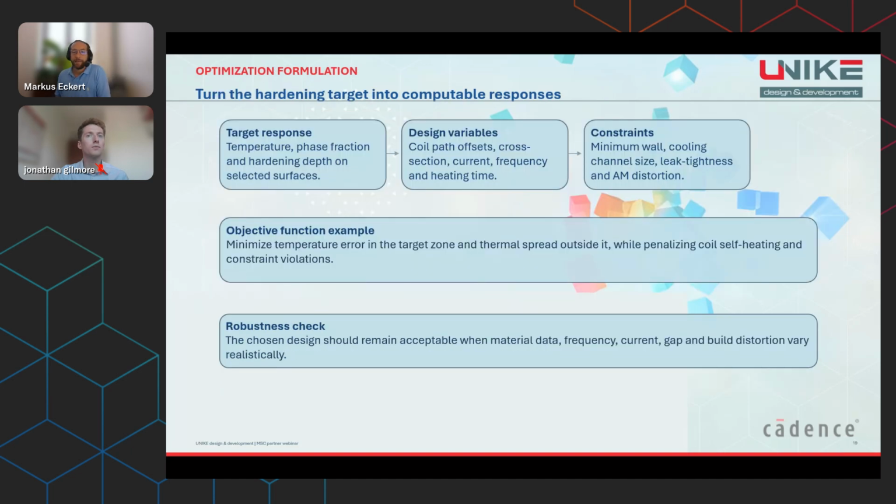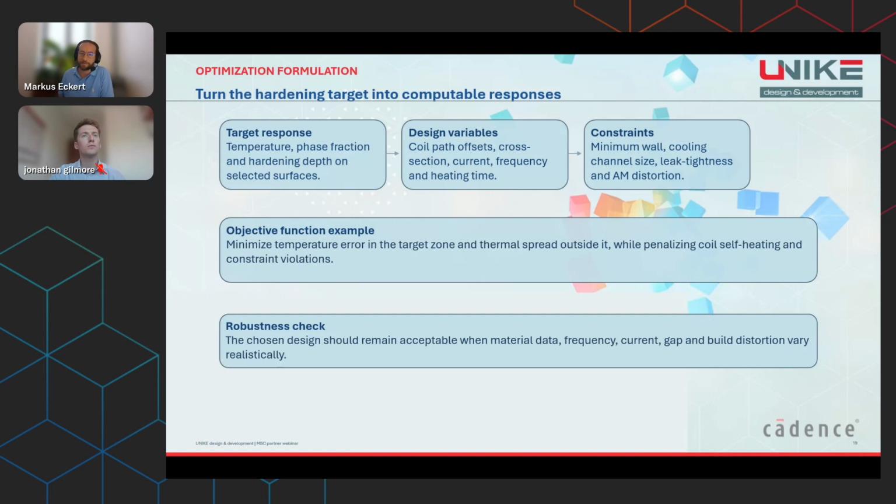For Odyssey, to optimize meaningfully, the technical target must be translated into computable quantities. The target response can be, for example, temperature in the hardening zone, phase fraction, hardening depth, or an acceptable thermal spread. Design variables include coil path, cross-section, gap, current, frequency, and heating time.